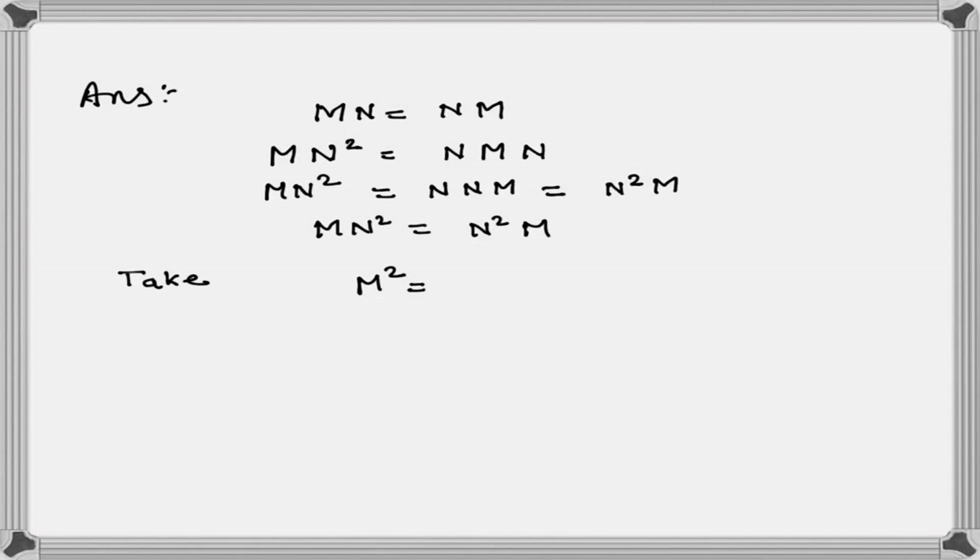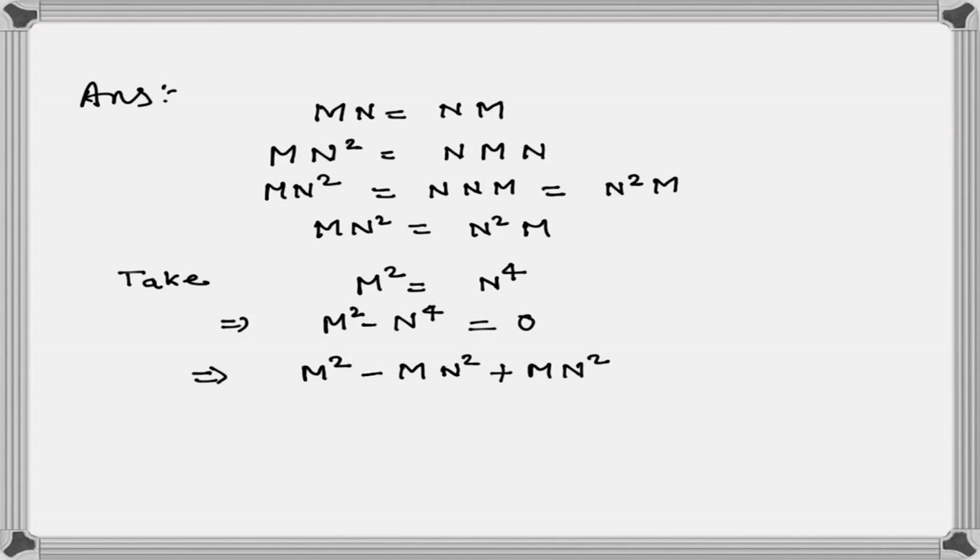Okay, so now this is what is given. M square is equals to N to the power 4. So this implies M square minus N to the power 4 is zero matrix. So this 0 represents the zero matrix. Zero matrix is the matrix whose all entries are 0. Okay, so now let's try to do some manipulation in this equation. So I can always write M square minus MN square plus MN square minus N to the power 4 is equals to 0 matrix.